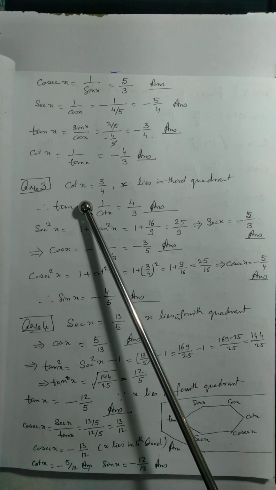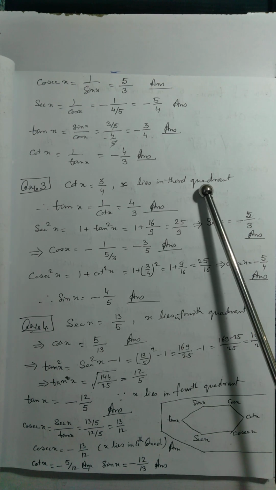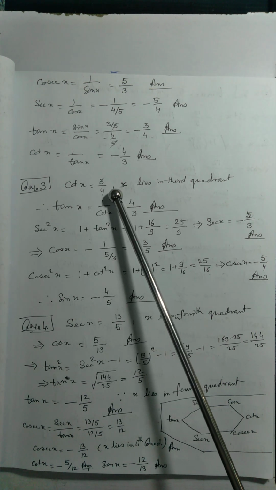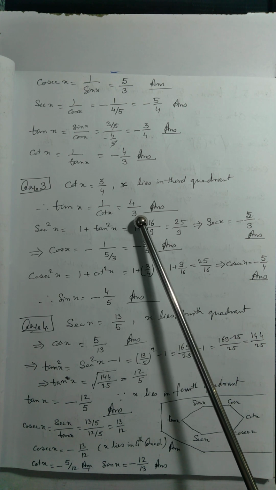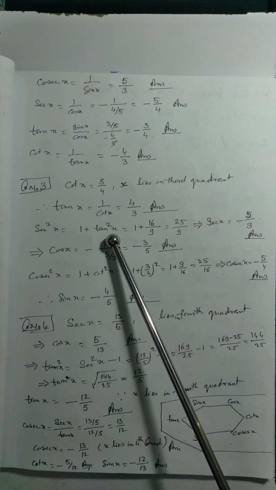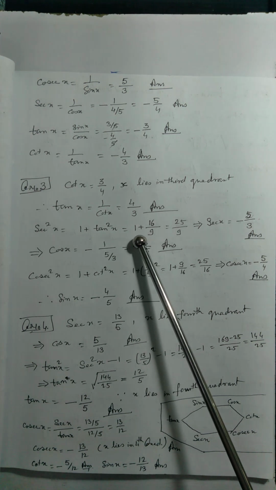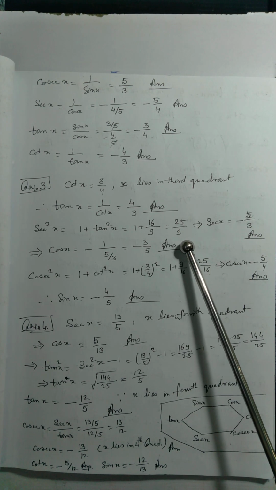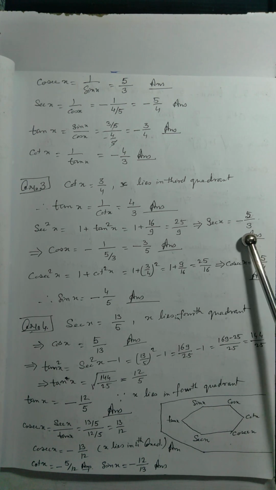Here the value of cot x is given, that is 3 by 4. X lies in the third quadrant. It means that cot x and tangent x will be positive. Tangent x will be the reciprocal of cot x, and it will be equal to 4 by 3. Sec square x is equal to 1 plus tangent square x. Now here we substitute the value of tangent square x. It will be equal to 1 plus 16 by 9. That will be equal to 25 by 9. And hence sec x will be equal to minus 5 by 3.